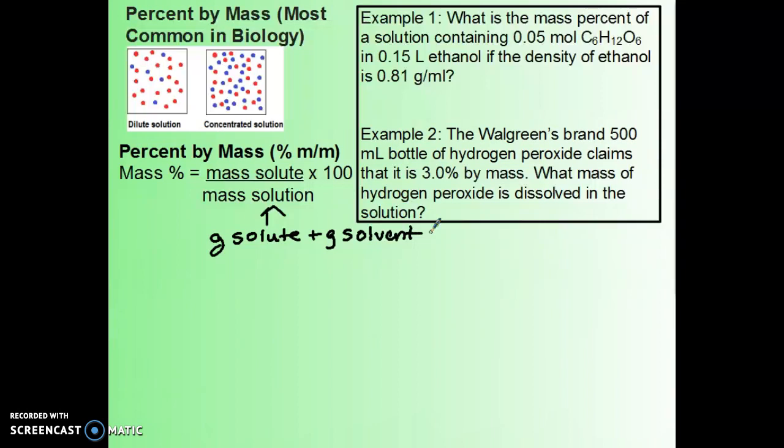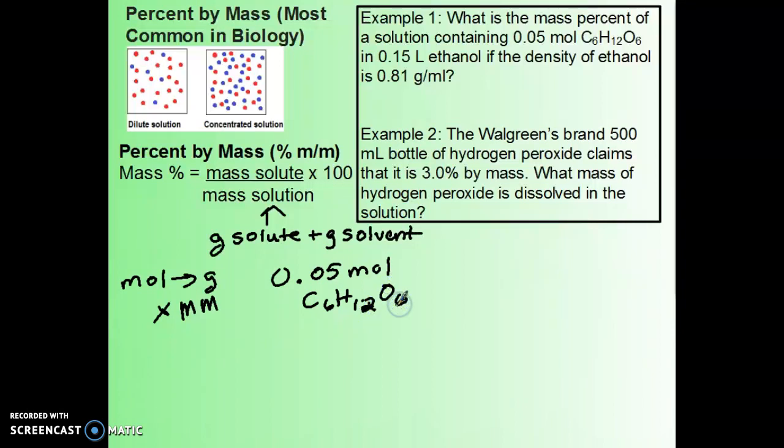So if you recall, to go from moles to grams of a substance, we multiply by molar mass. I'm just going to write mm. That means molar mass. Okay? So if we have 0.05 moles of C6H12O6, we would have to multiply by the number of grams there are in 1 mole.